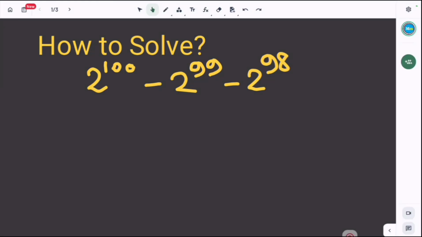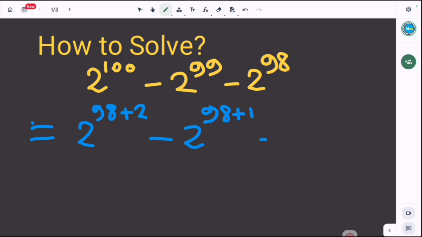So the question is how to solve 2 to the power 100 minus 2 to the power 99 minus 2 to the power 98. So let's see. 2 to the power 100 can be written as 2 to the power 98 plus 2, minus 2 to the power 99 can be written as 2 to the power 98 plus 1, and minus 2 to the power 98 as it is.